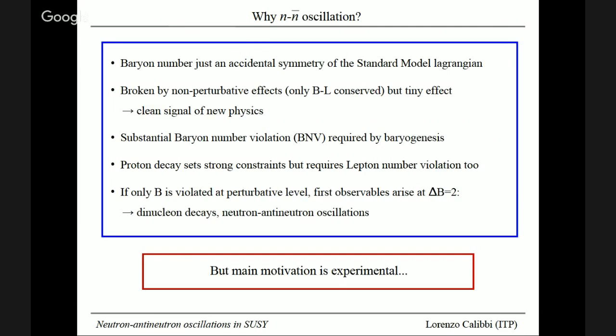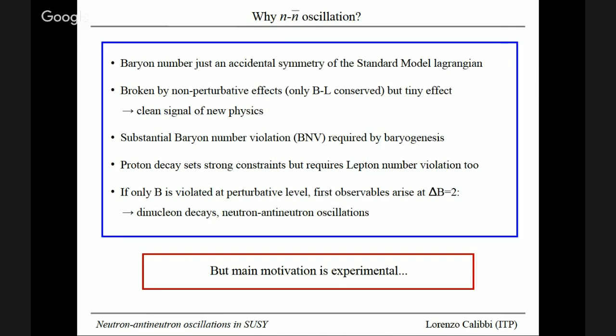Furthermore, we know that baryon number violation is one of the requirements for having a successful baryogenesis, so to produce the baryon asymmetry in the early universe that we then observe today. So we expect that any extension of the standard model of particle physics will give substantial baryon number violation for this reason.